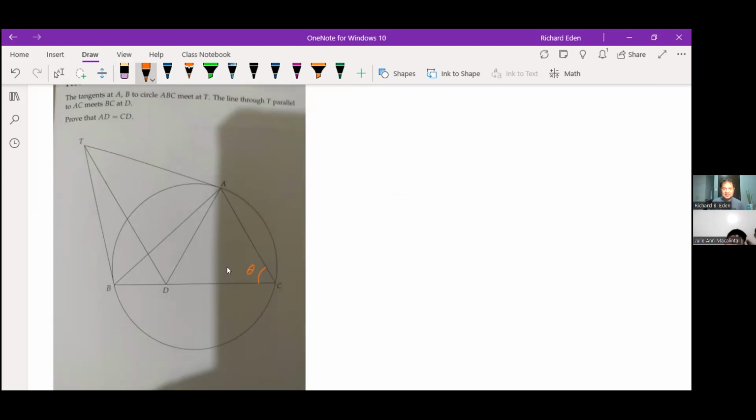Yes, Joshua? Aren't inscribed arcs also involved? Yes, there could be those too. I think one of the properties involves the tangent-secant, because we have a tangent, so we should use it. So anyway, since that is theta, our goal is to show that this angle is also theta.